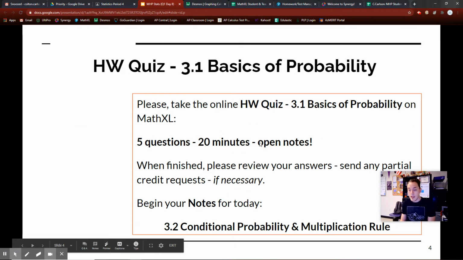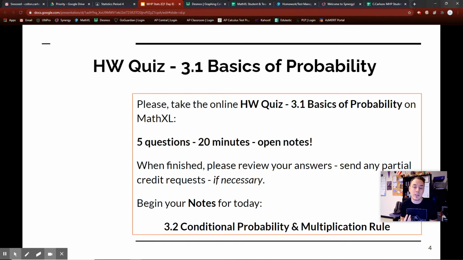I want to mention this since this is your first homework quiz. Please review your answers, because if you don't review your answers, then you may have gotten the right answer, but you maybe didn't simplify, or you accidentally did a fat finger and put a different number, or you didn't divide correctly or something. You can send me a partial credit request.